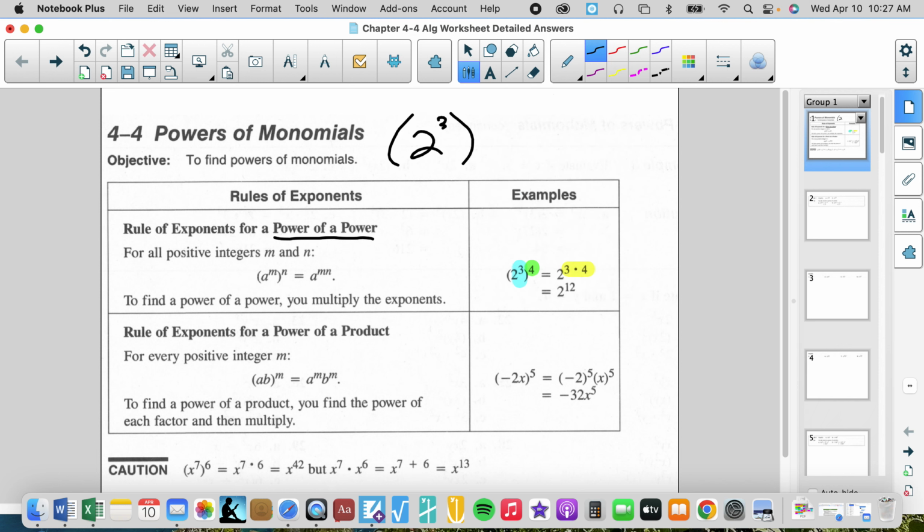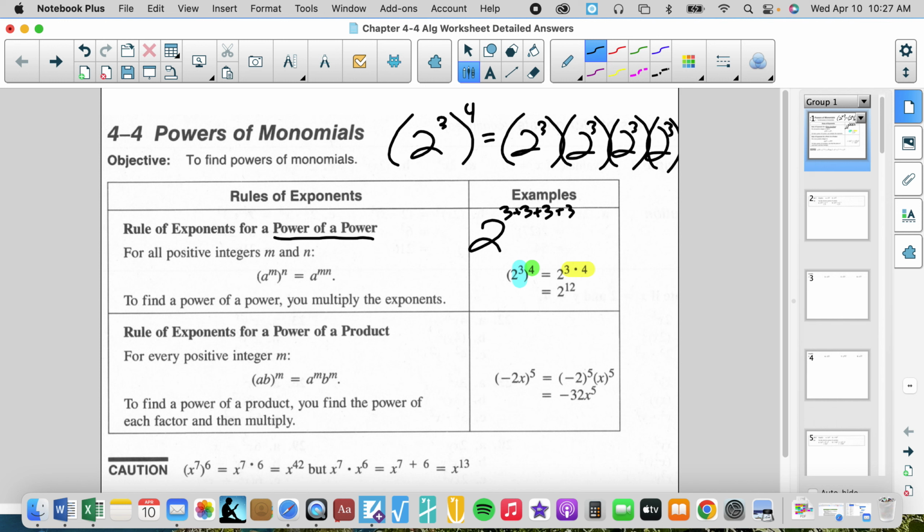And if we think about it, 2 to the third to the fourth is 4 2 to the thirds. We have 4 of those. So technically that equals 2 to the 3 plus 3 plus 3 plus 3. And 3 added to itself 4 times is just like multiplying 3 times 4, which equals 2 to the 12th.